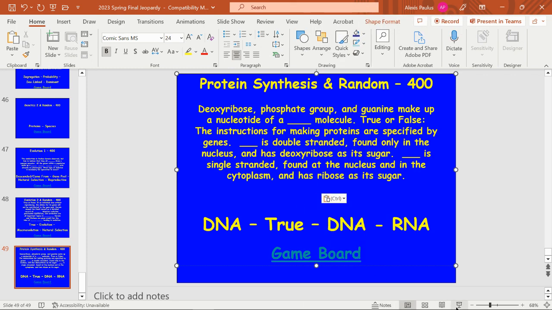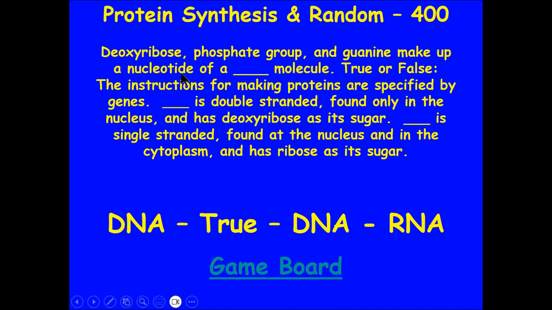Okay, so deoxyribose, phosphate group, guanine make up DNA. If you would have seen ribose, phosphate group, and uracil, it would of course be RNA. Yes, the instructions for making proteins are specified by genes. That is true.